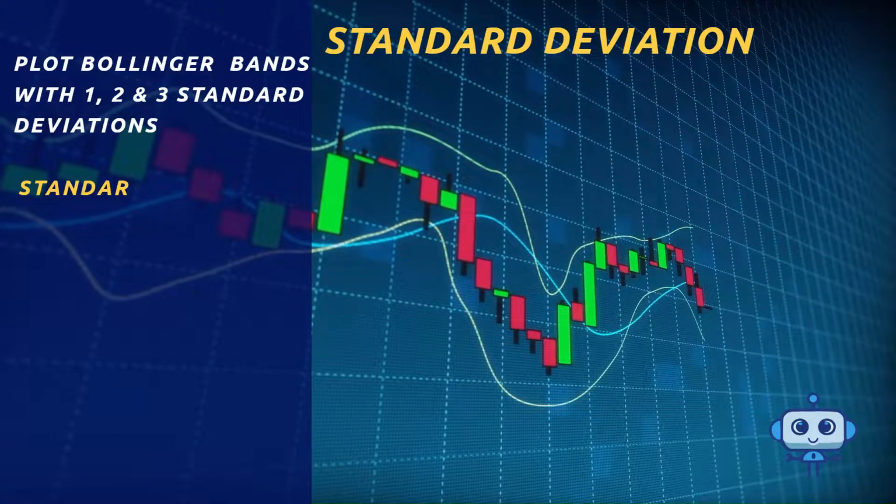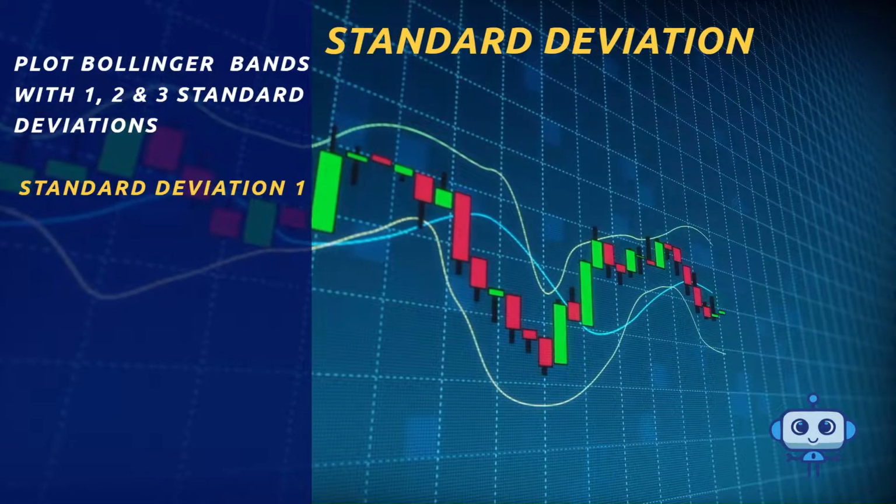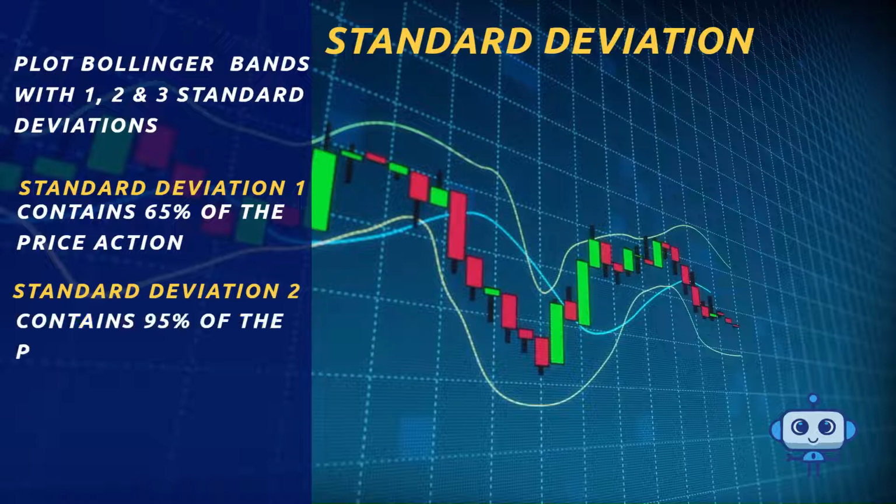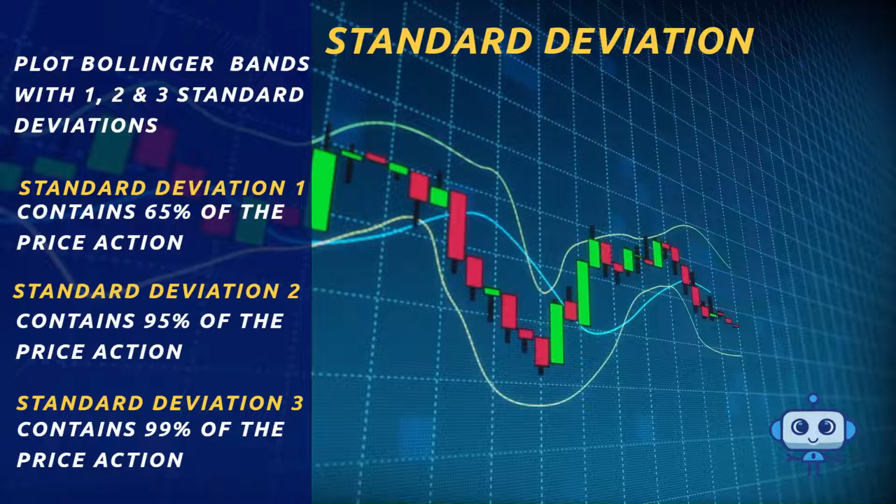If the standard deviation is set to 1, nearly 65% of the price action will take place within the Bollinger Bands. If the standard deviation is set to 2, around 95% of the price action will be contained within the bands. And if it is set to 3 standard deviations, nearly 99% of the price action will take place within the bands.